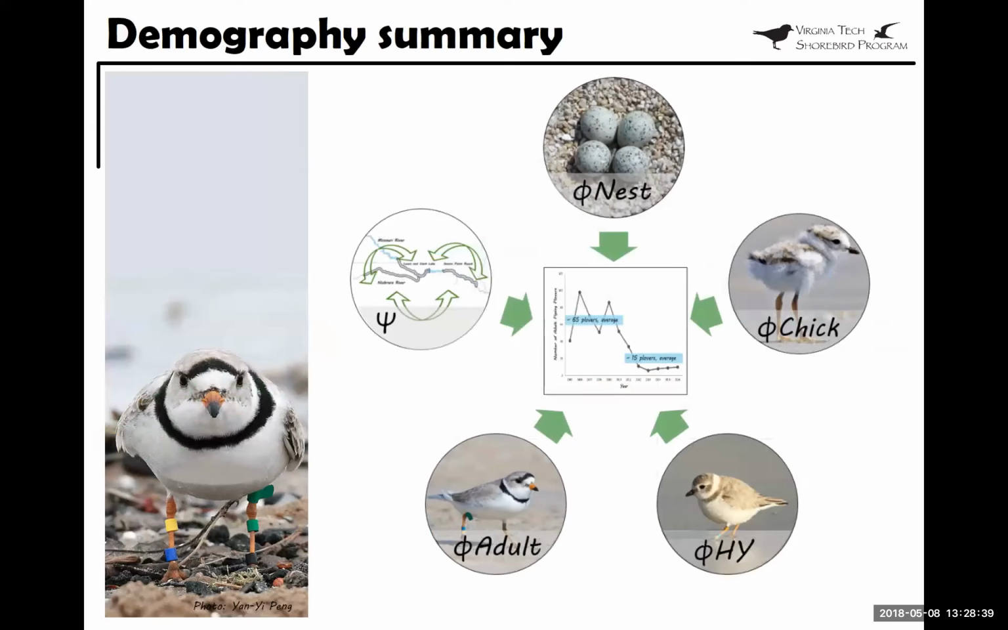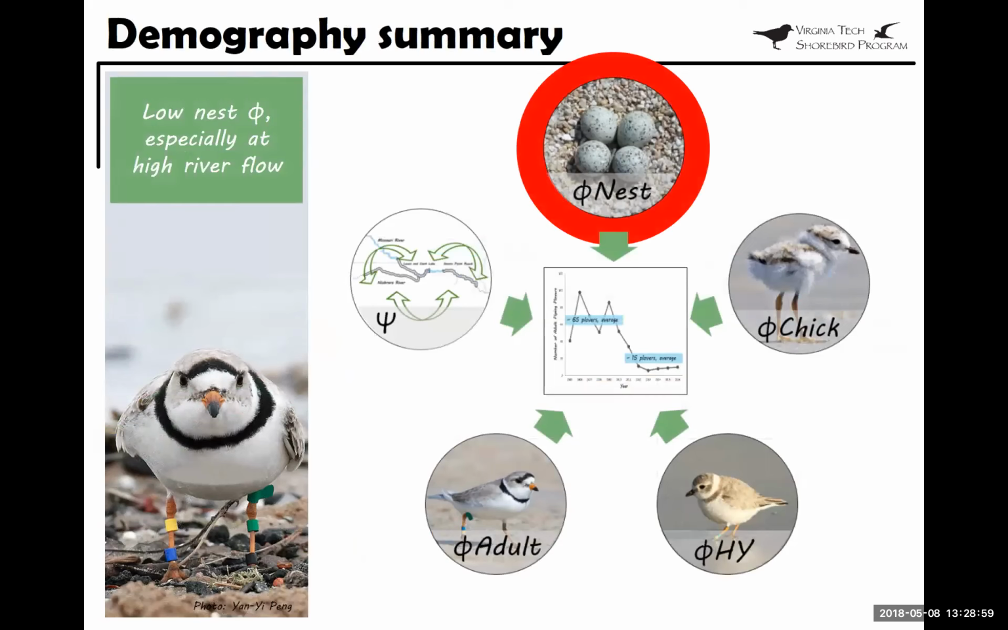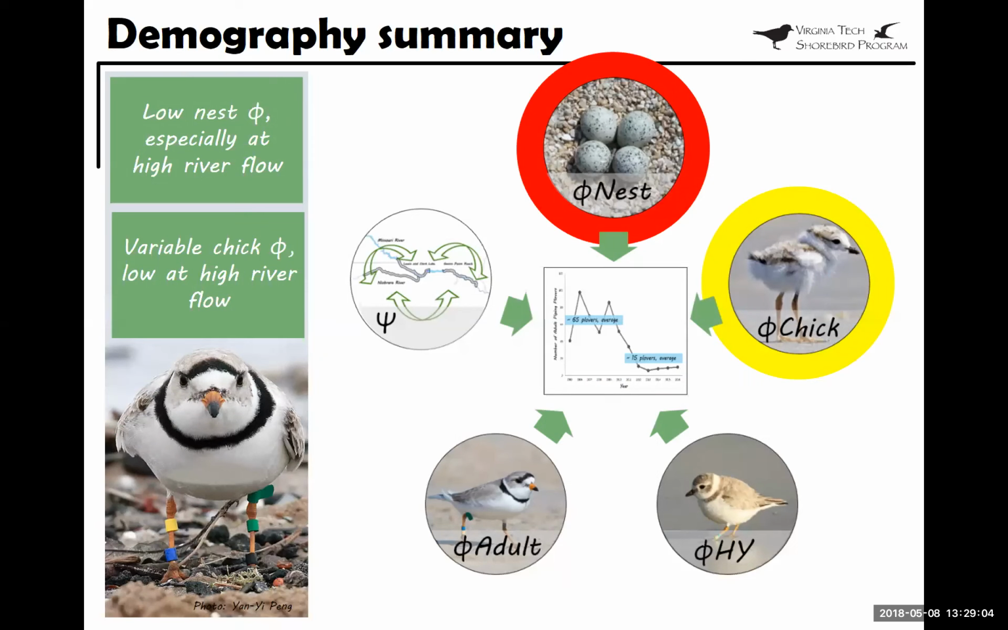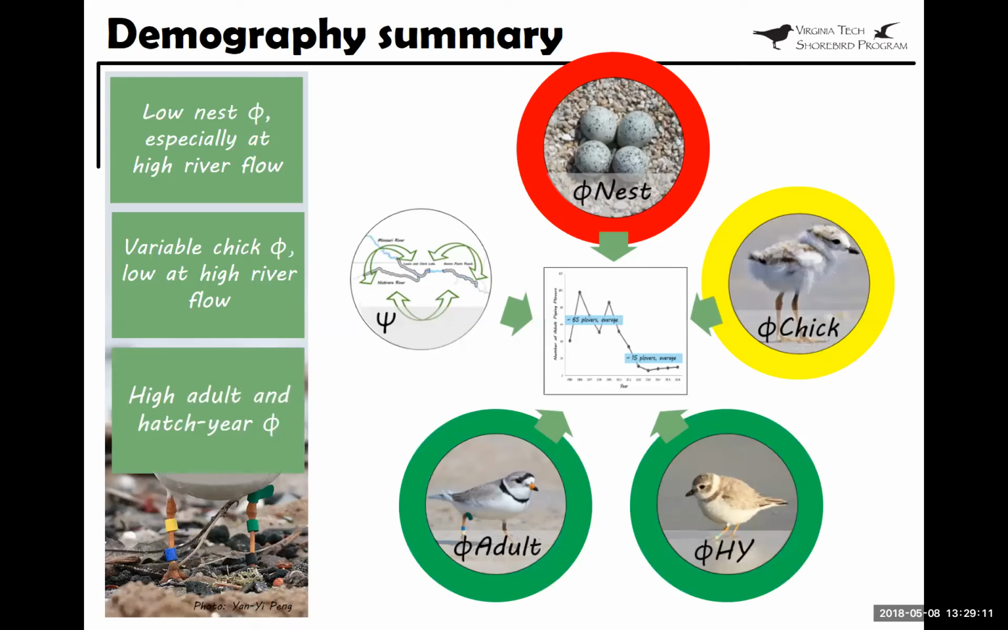Okay, so to summarize all these results, we estimated nest, chick, hatcher, and adult survival, and hatcher and adult dispersal. We looked at how these values compared across the region and range-wide to identify what might have contributed to this population decline on the lower Niobrara. Nest survival was low and was negatively impacted by river flow. Chick survival varied, but generally decreased over time and was also negatively affected by river flow. Hatcher and adult survival were within the range of other populations that were not in decline.